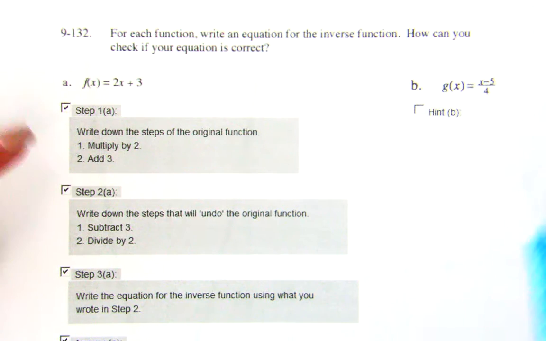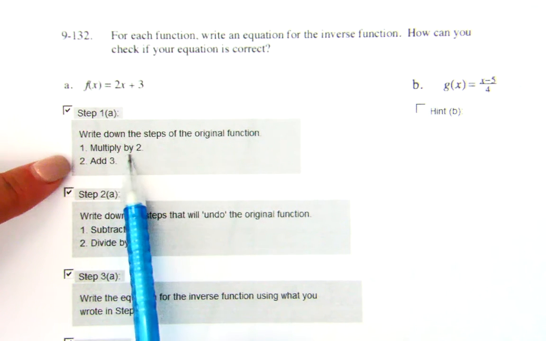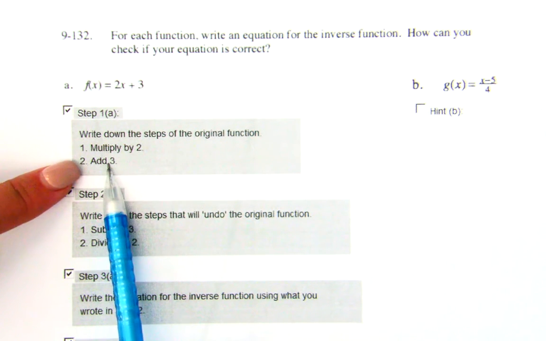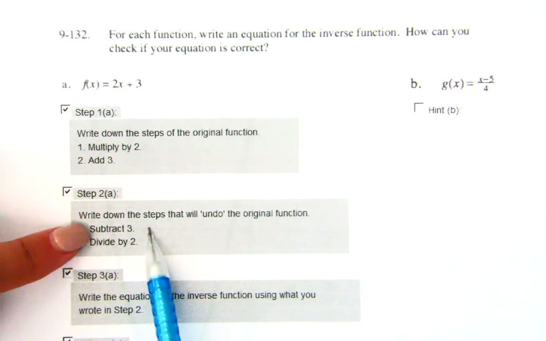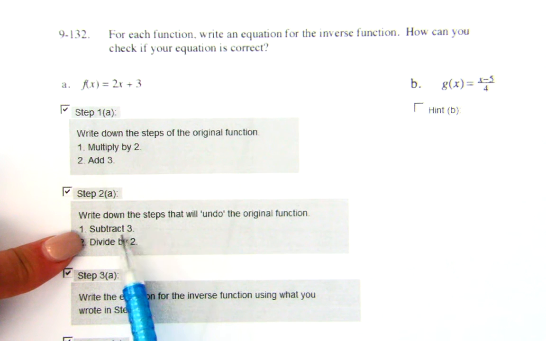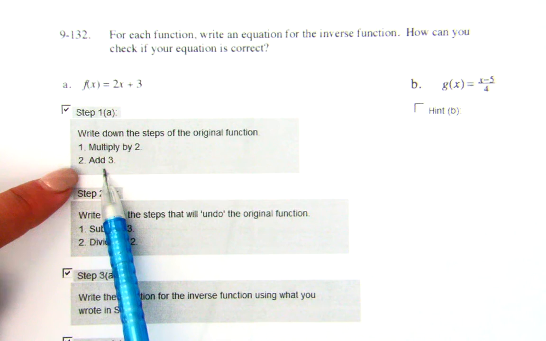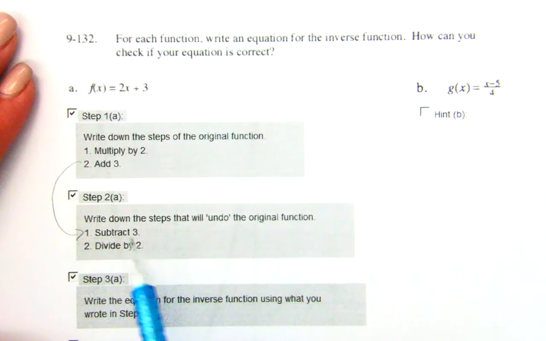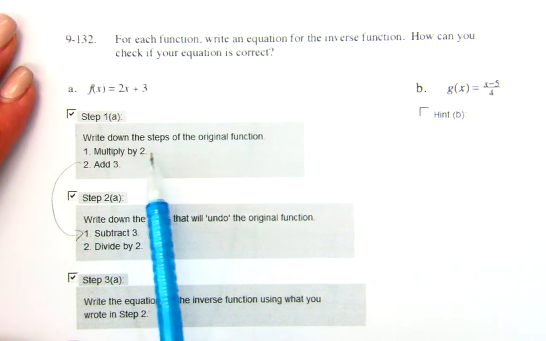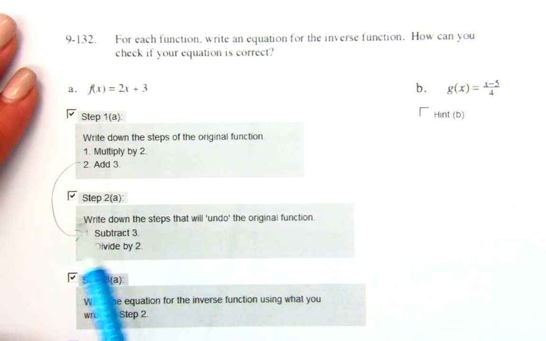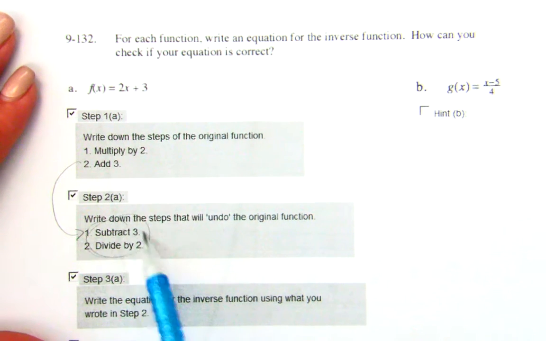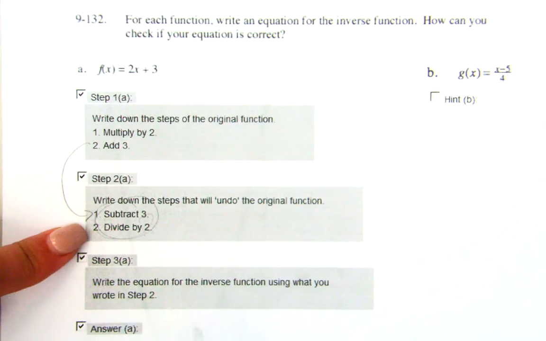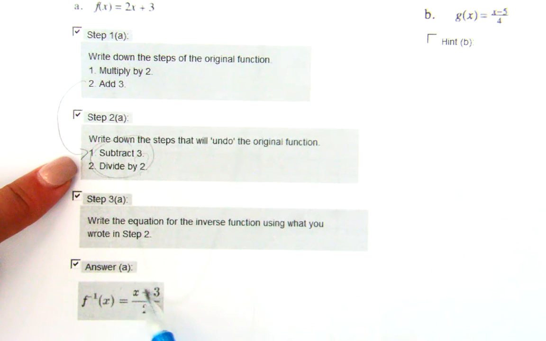So if you take your x, you're multiplying by 2 and then you're adding 3. So step 2, write down the steps that will undo the original function, which in this case is subtract 3, because the undoing of adding 3 is subtracting 3. And then undoing multiplying by 2 is dividing by 2. So if you take this and write a function with it, what you get is x minus 3, because you're subtracting 3, and then you're dividing by 2.